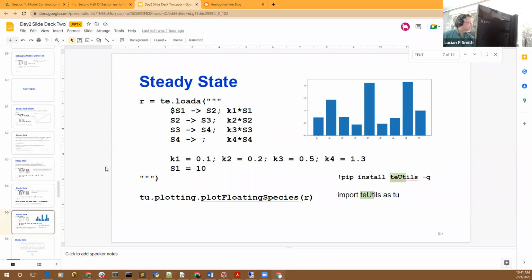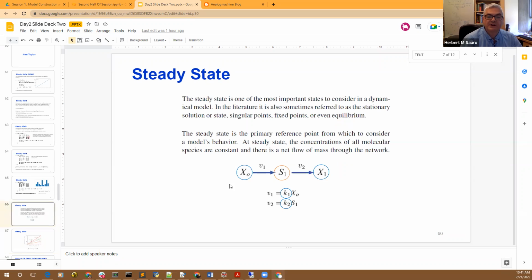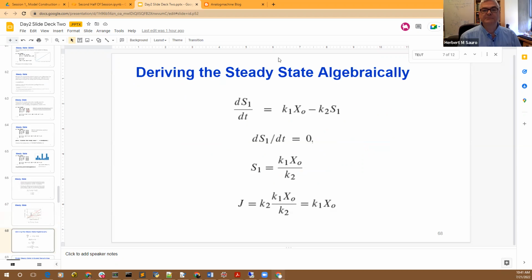Okay. Now the other thing I want to talk about is steady states. What I have here is a very simple model. X0 goes to S1, S1 goes to X1. X0 and X1 are fixed, okay? I'm going to have some very simple rate laws. V1 is K1 times X0 and V2 is K2 times S1. From that, I can construct the differential equation, which is this.